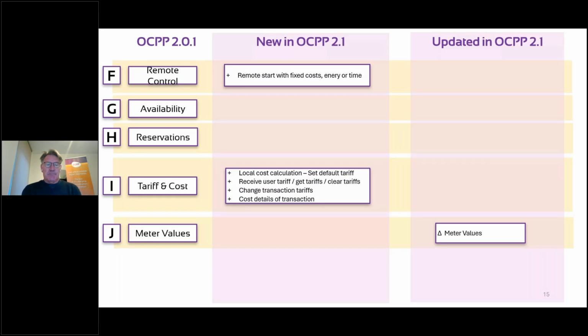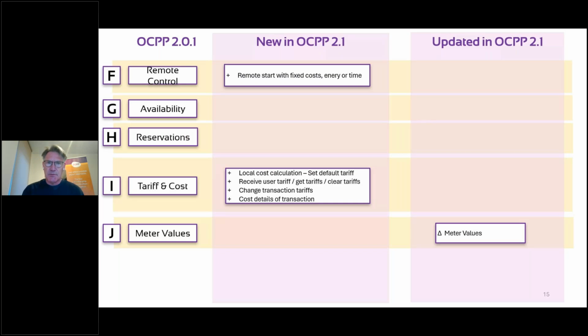Then, of course, block F is the remote control, the remote start transaction, basically. And the whole support for fixed cost, energy, and time is also in those use cases, so that will not be a surprise. There have been no real changes to availability and reservations, but tariff and cost has undergone a major overhaul.